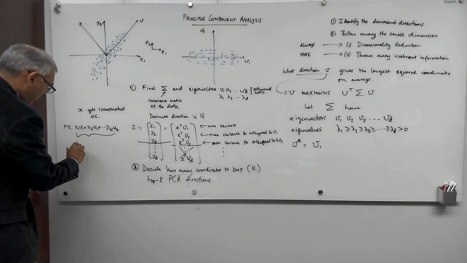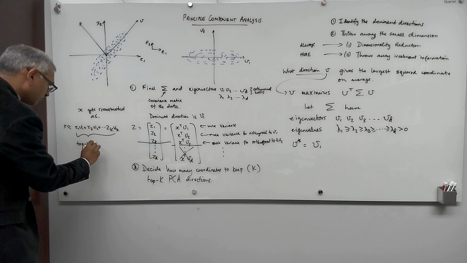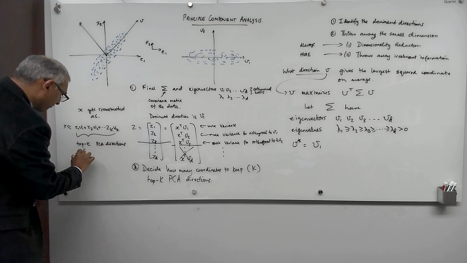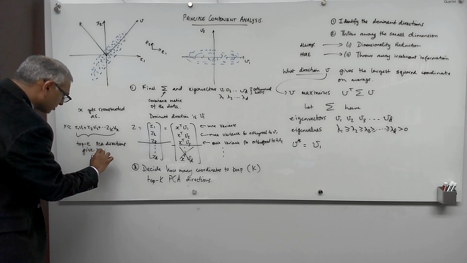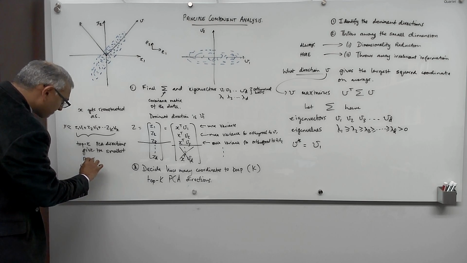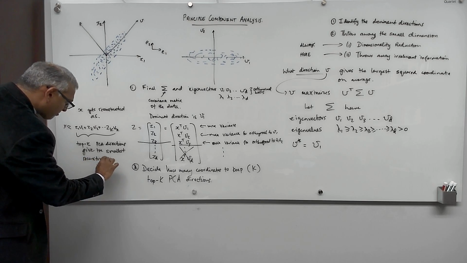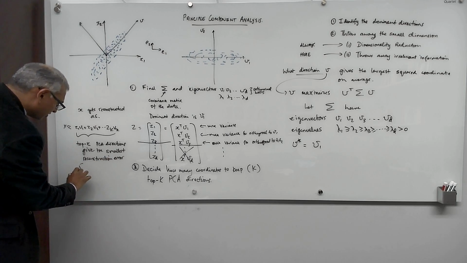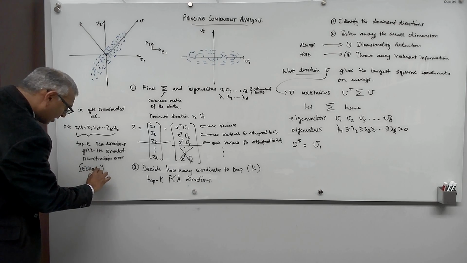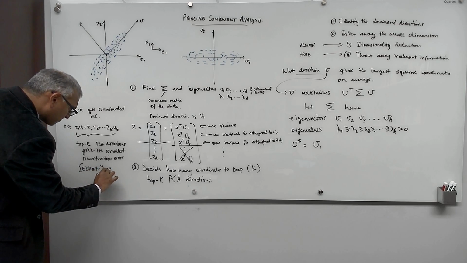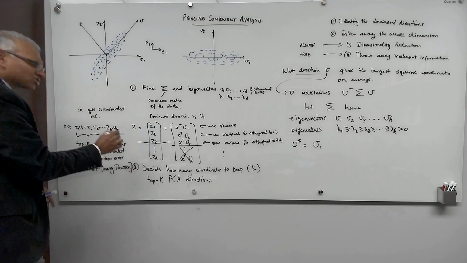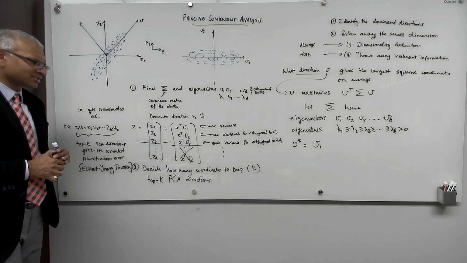So the top K PCA directions give the smallest reconstruction error. This is called the Eckart-Young theorem. Okay, but that's not so important here. You can see the proof of all this in the text.